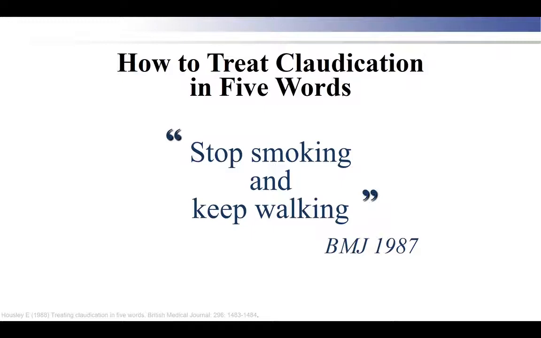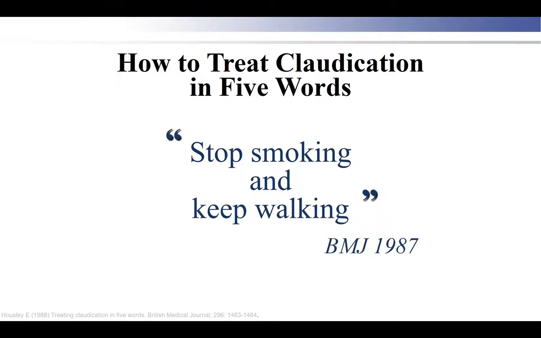So finally, ladies and gentlemen, this is a BMJ paper from 1987, which was called How to Treat Claudication in 5 Words: Stop Smoking and Keep Walking. And this was written by my good friend Ed Housley, who managed to set back the study of peripheral arterial disease by at least 50 years. And I remember a Department of Health person quoting this paper to me and saying that anything under a total cholesterol of 8 shouldn't be treated.